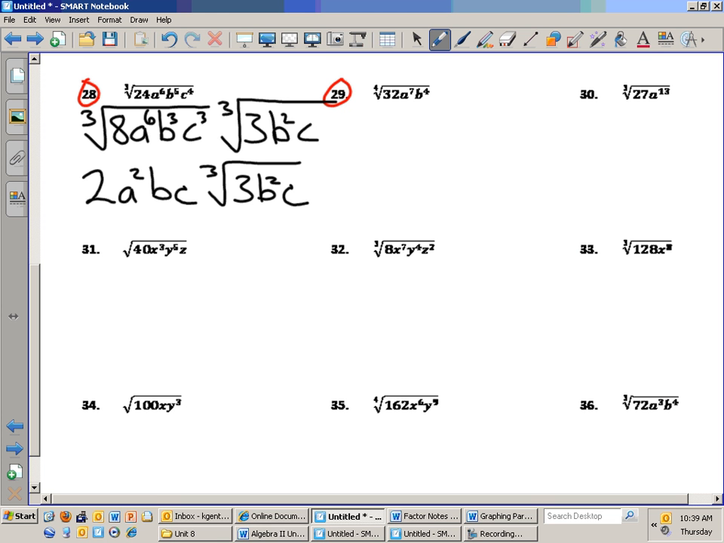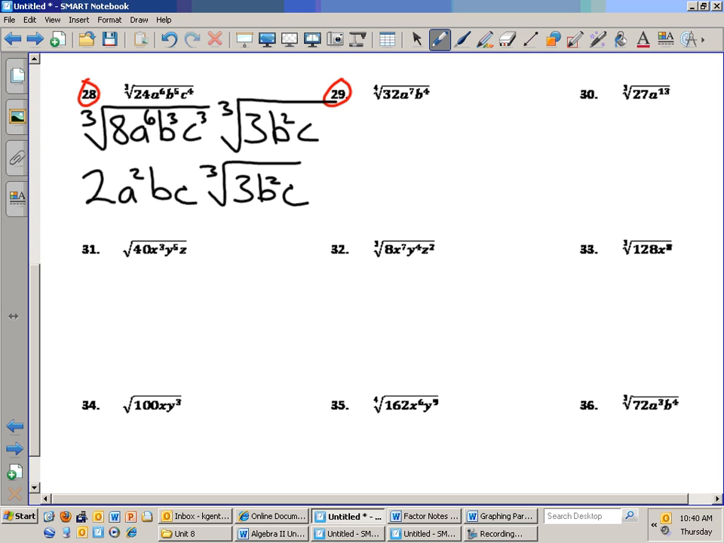Let's try one more. Any questions on 28? Gotta follow that step process each time, guys. That 3? Right there? Because the cubed root of b to the 3rd is b. Just like the cubed root of a to the 6th is a to the 2. I divided those by 3. So, let's do the last one.